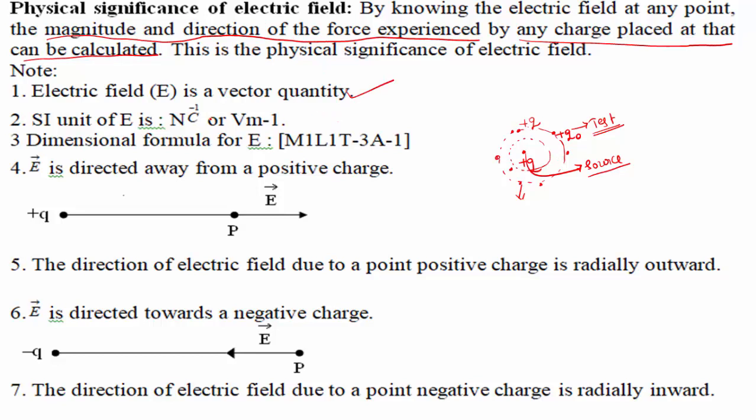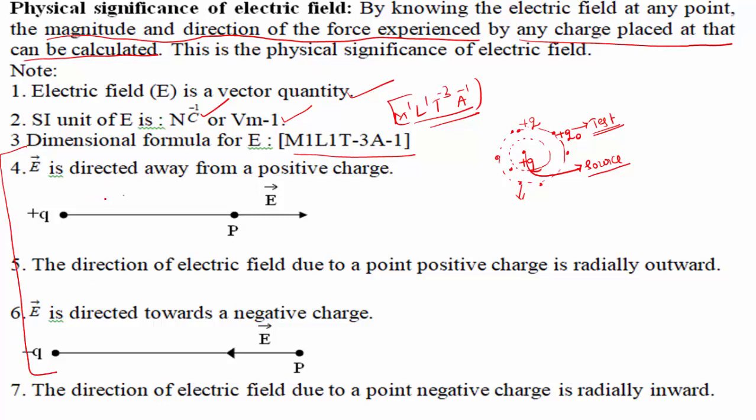The SI unit of electric field is Newton per Coulomb or volt per meter, and this is the dimension formula: M^1 L^1 T^-3 A^-1. This is the dimension formula of the electric field. Here remember these 3 points clearly.